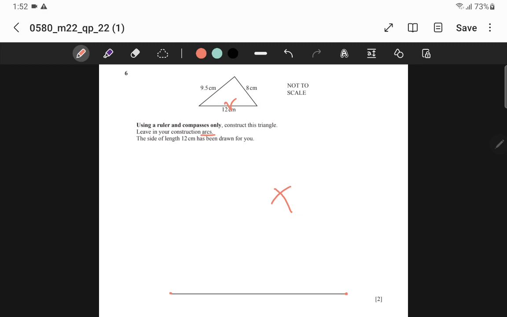Now, how to draw this one? Yeah, correct. You will use the intersection between the arcs. What does the intersection between the arcs mean? The distance from this one to this one is 9.5 centimeters, and this one to this one will be 8 centimeters. And then after that, using a ruler, you draw the triangle.